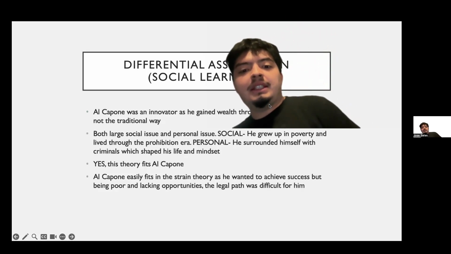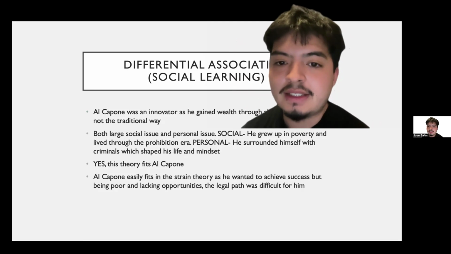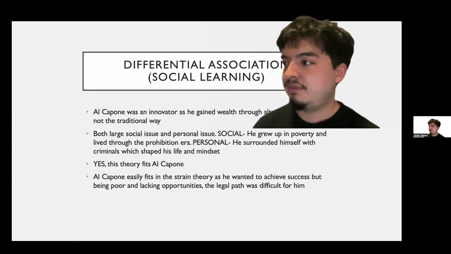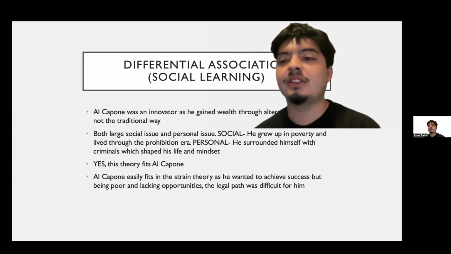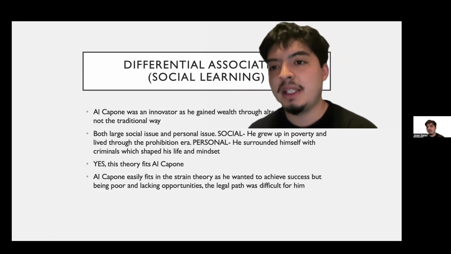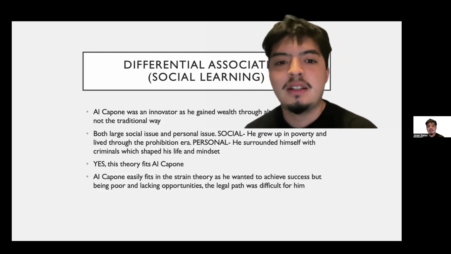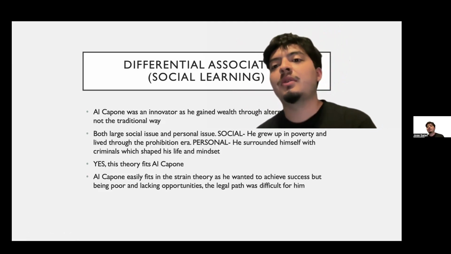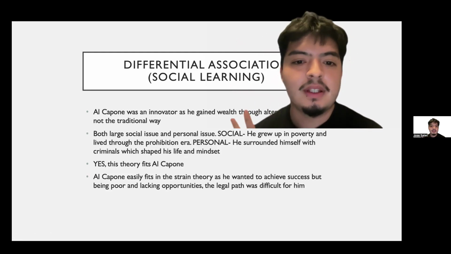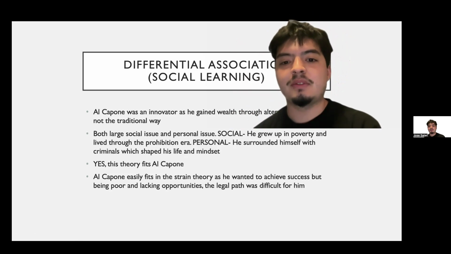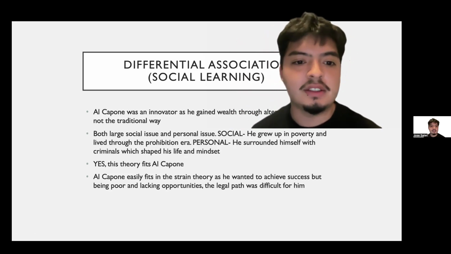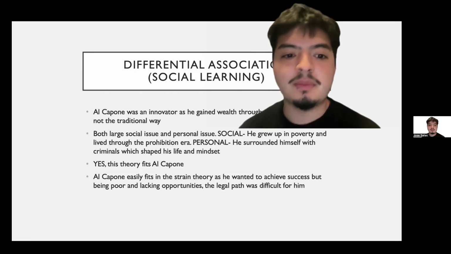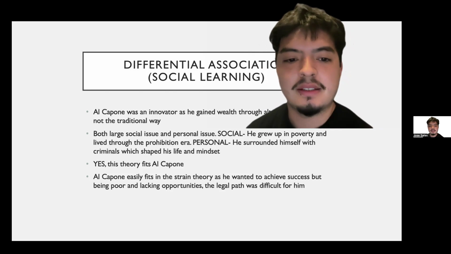Now, Al Capone is also, I believe, an innovator as he gained wealth through the alternative way, not the traditional way, which is committing crime. Instead of just finding a good paying job, he resorted to committing crime and gaining his wealth that way. And I asked if this was a large social issue or a personal issue. I believe it's a little bit of both, since socially he grew up in poverty and lived through the Prohibition era. And personally, since he surrounded himself with criminals, it shaped his life and mindset.